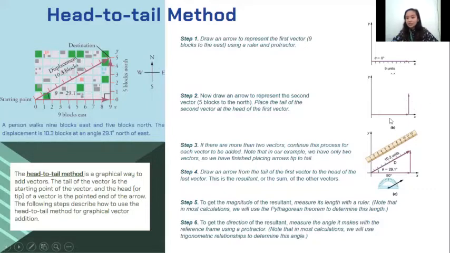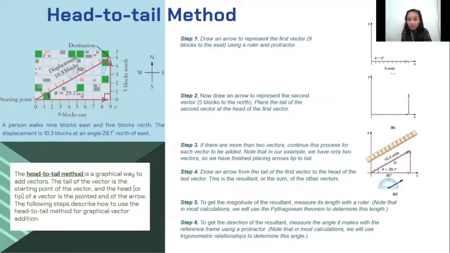And now, to solve for the resultant vector, you use a ruler or a protractor para ma-approximate ninyo yung distance by using a ruler. So, this is approximately 10.3 units. Tapos, yung angle naman, makukuha ninyo siya by using a protractor. Okay. Now, what if there are more than 2 vectors? So, you just continue this process to each vector to be added. Note that in our example, we only have 2 vectors. So, we have finished placing the arrows tip to tail.